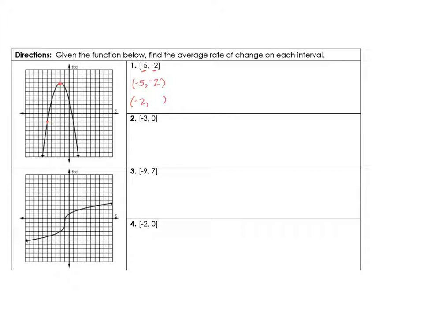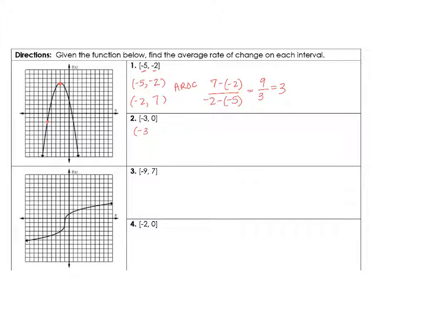maybe at 7. So now we're ready to find our average rate of change, which is going to plug into our slope formula. And so when we do that, remember we're going to have 7 minus -2 over -2 minus -5. And after we simplify that, it looks like we should have 9 over 3, which is going to give us 3. Okay, for our part 2, again, same idea here.